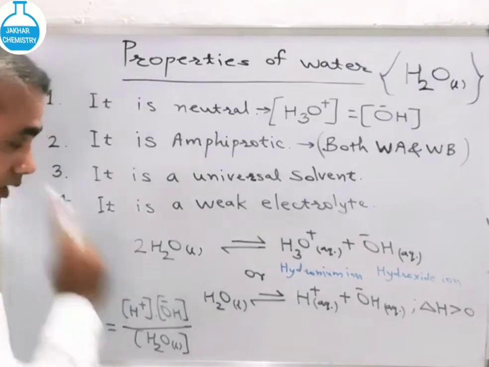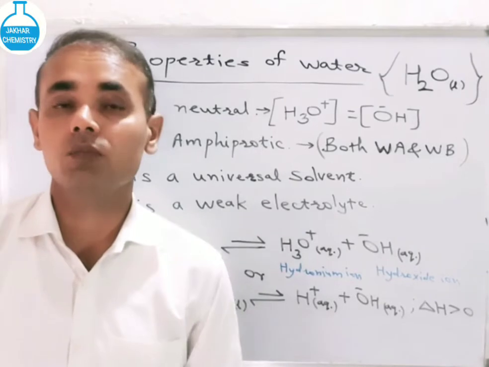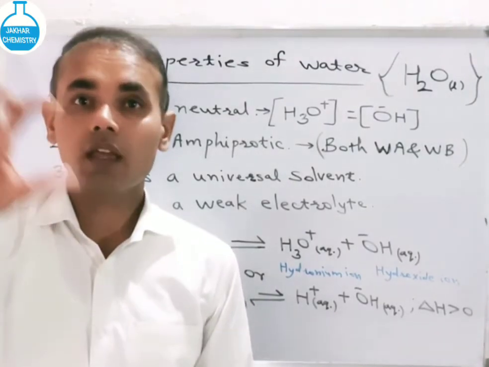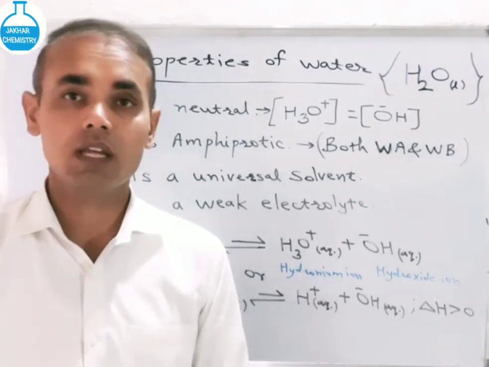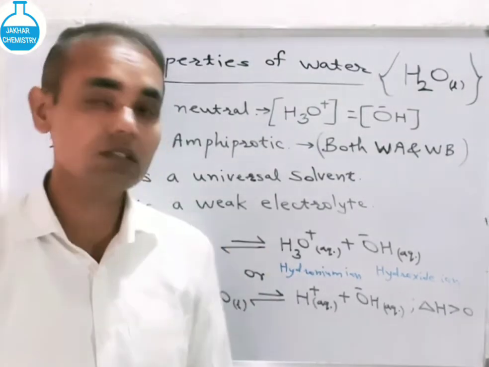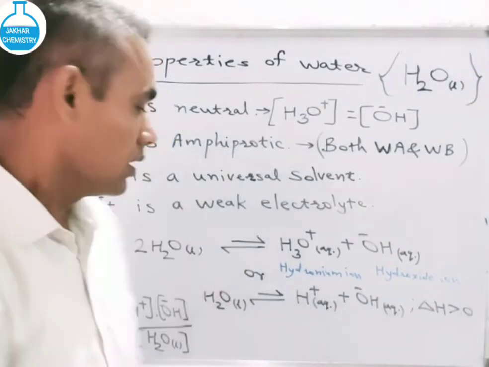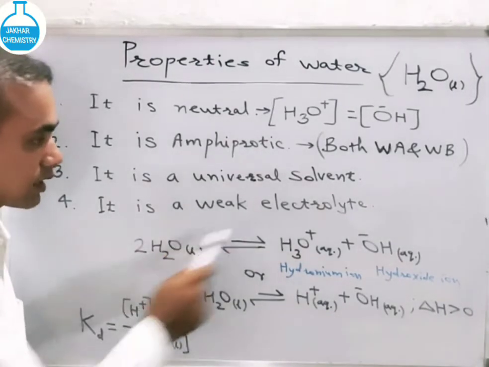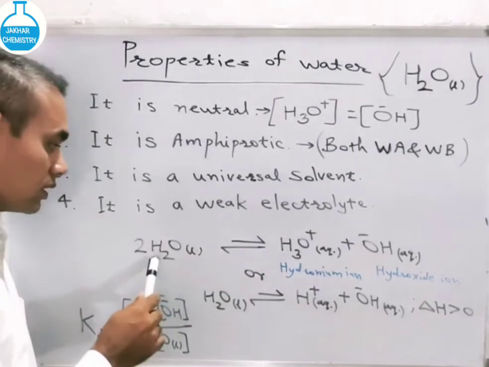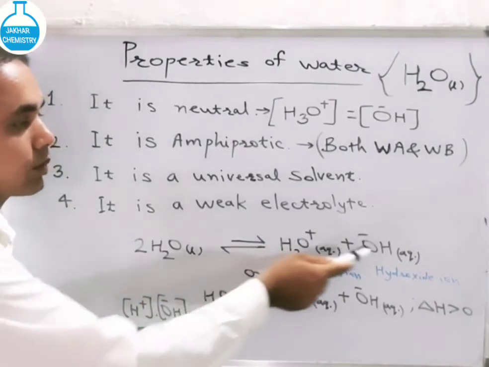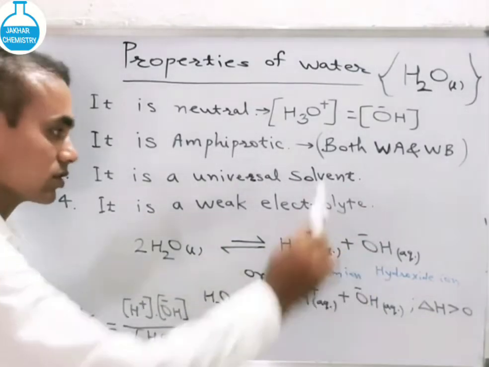Next property, it is very important. Water is a weak electrolyte. Weak electrolyte means if any electrolyte is dissociated partially, then it is known as a weak electrolyte. So water is dissociated partially and is known as a weak electrolyte. The reaction of dissociation of water, also known as self-dissociation of water, is as follows: when it is dissociated, it will form H3O plus and OH minus ions. This is known as the hydronium ion and this is the hydroxide ion.